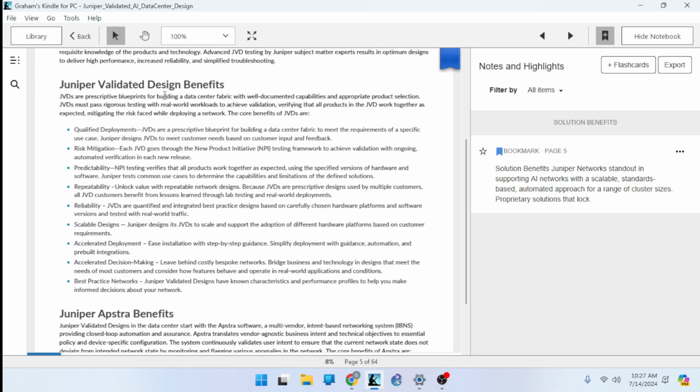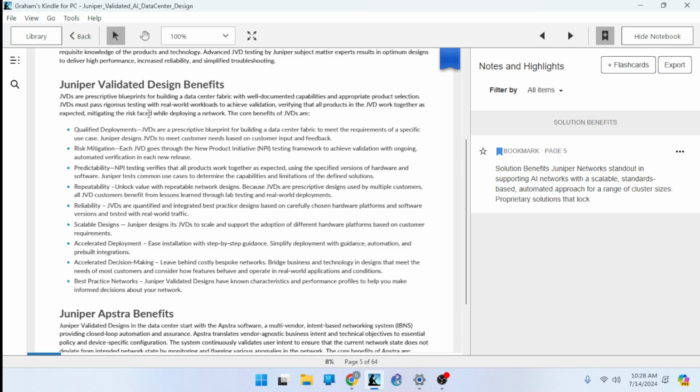The core benefits of JVDs are: number one, qualified deployments. JVDs are a prescriptive blueprint for building a data center fabric to meet the requirements of a specific use case. Juniper designs JVDs to meet customer needs based on customer input and feedback. Risk mitigation. Each JVD goes through the new product initiative (NPI) testing framework to achieve validation with ongoing automated verification in each new release.